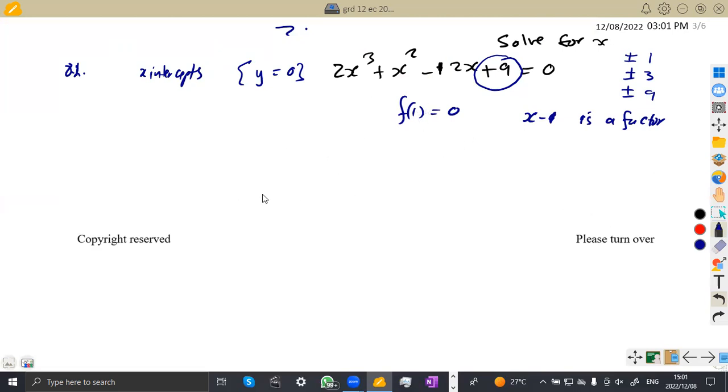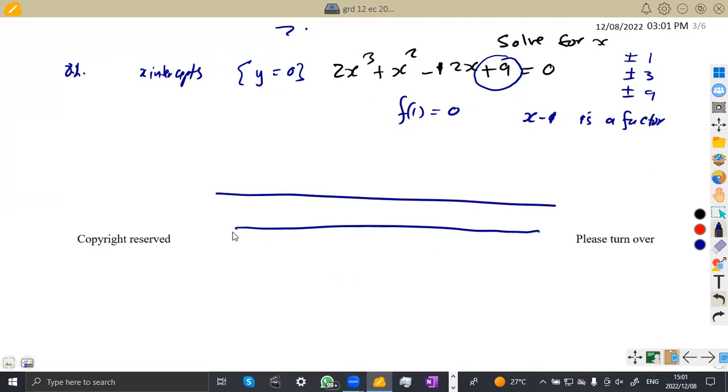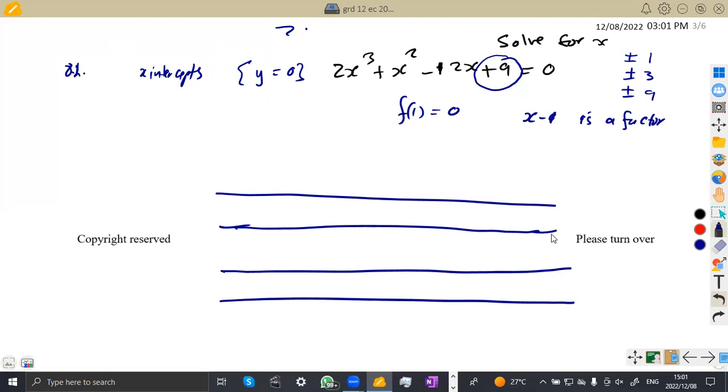So for synthetic division, you're going to have your cubic expression. You just have a small table that you're going to use. All right, so on this table, this is what you're going to do. Please follow the way that I'm going to represent here. So what you have is the cubic expression.